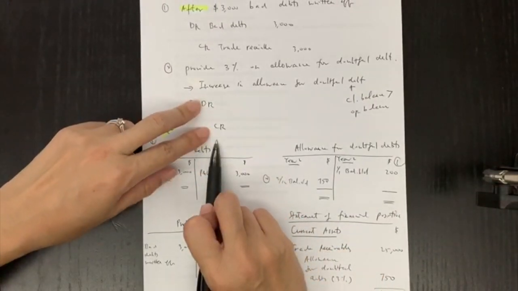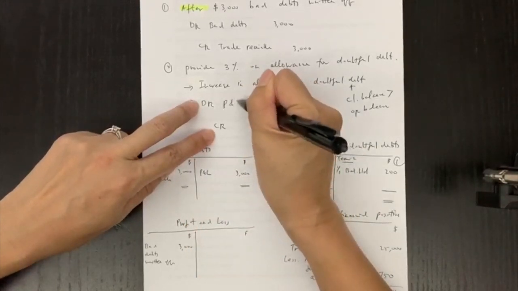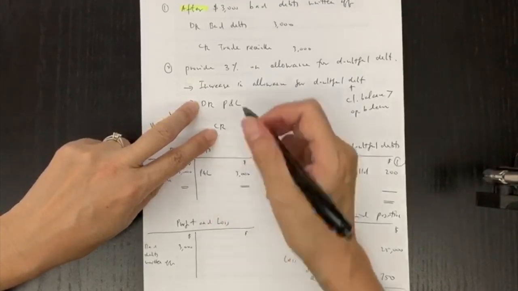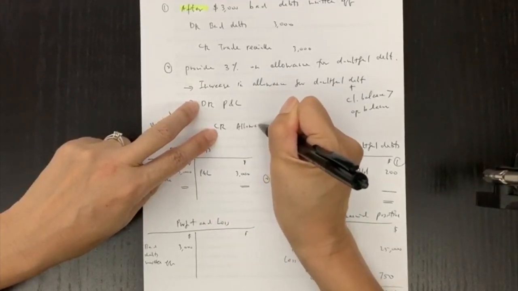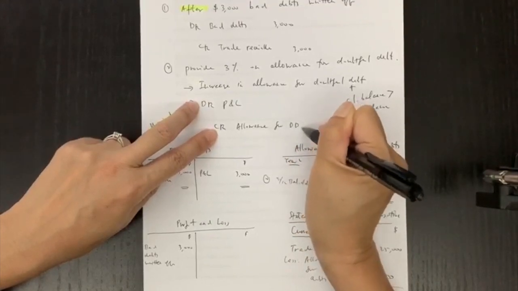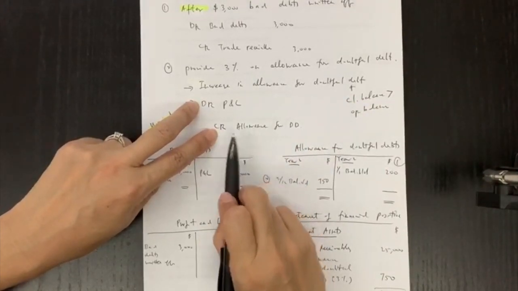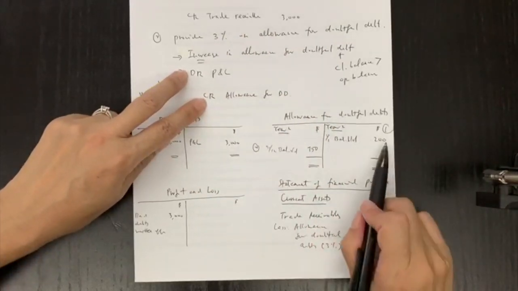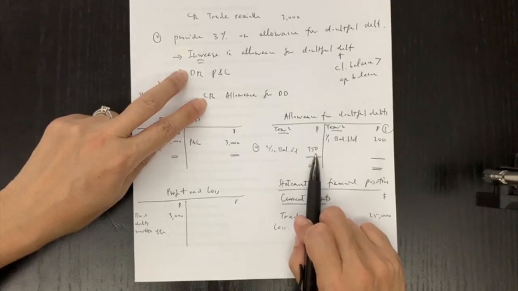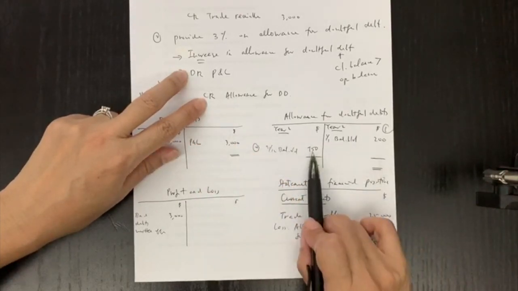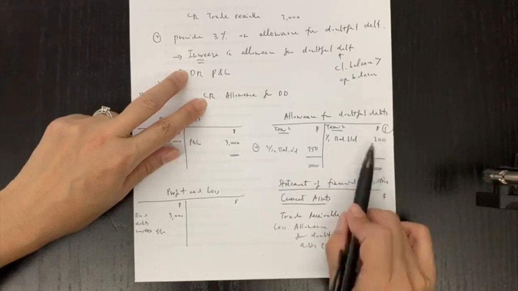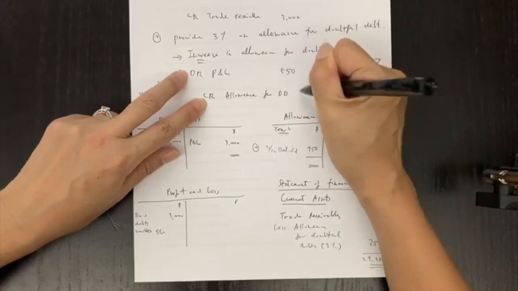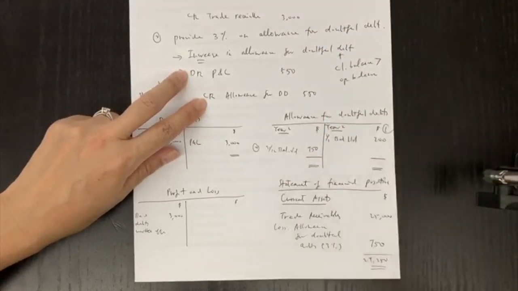Okay, so good thing or bad thing? This is the bad thing because allowance is not a good thing to provide more. So therefore, we credit allowance for doubtful debts. That's why we credit, because allowance is a credit item. Now we have to provide more in order to change from 200 to 750. So how much is that? How to change from 200 to 750? So that will be 550.